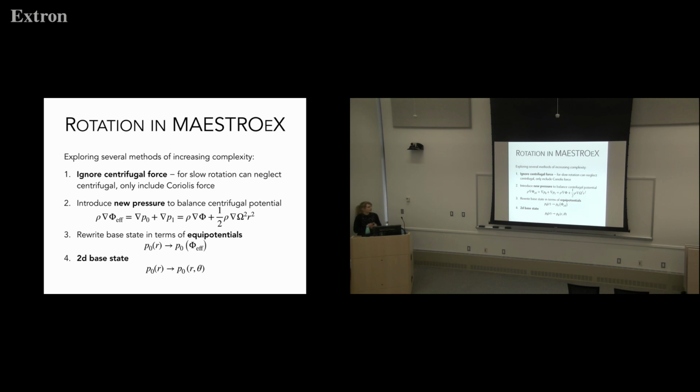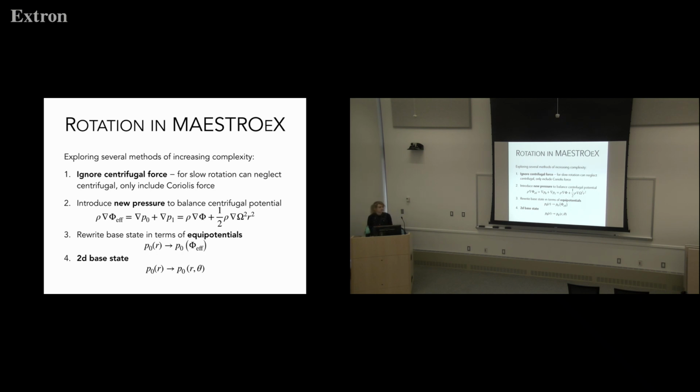Here, our next idea is to introduce a new pressure term which will capture the centrifugal force. This new pressure captures the pressure due to the centrifugal force and will balance the centrifugal potential. Just like the hedges at equilibrium, we have a background base pressure. Here we're going to introduce a new pressure term, P1, defined by our effective centrifugal pressure. If we add the gradients together, then we can define an effective potential for them.